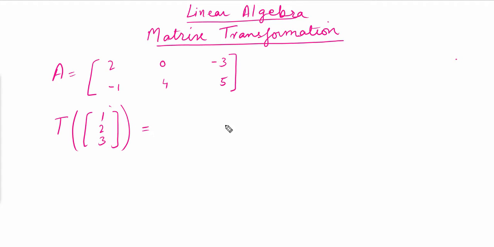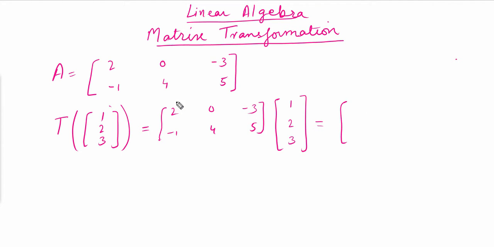So we will write down the matrix A first, then we'll apply this transformation matrix, multiply them, and we'll get the image of the transformation. So this is 2, 0, -3, -1, 4, and 5, and the transformation matrix is 1, 2, 3. Now when we multiply them, we'll get the answer.